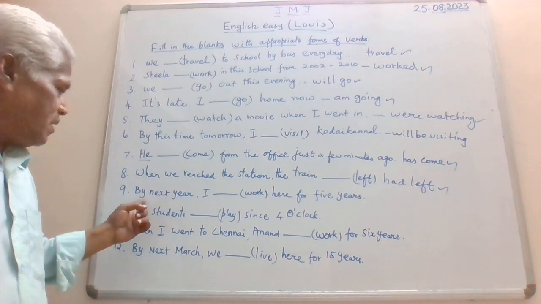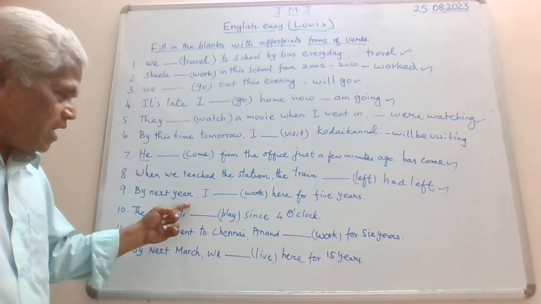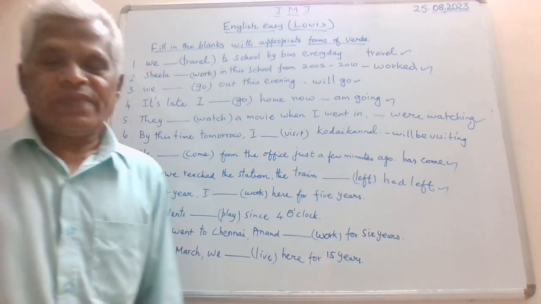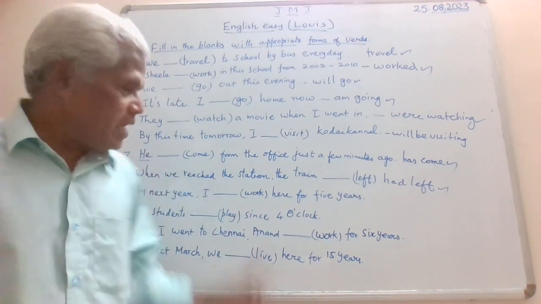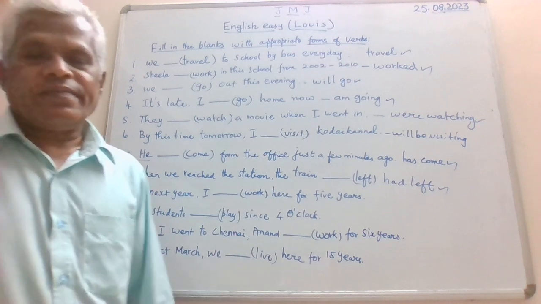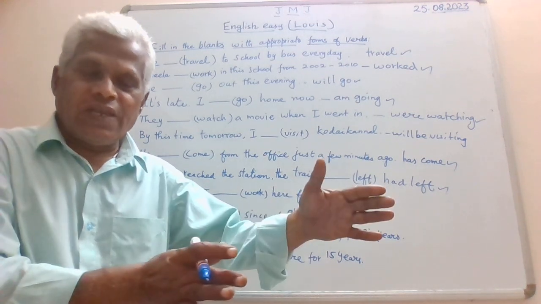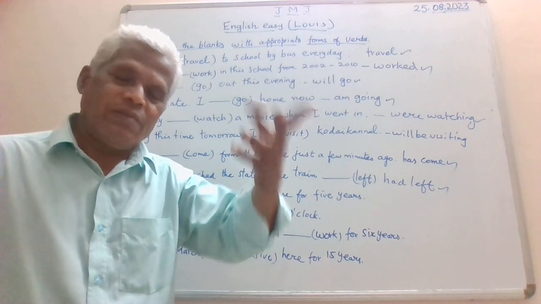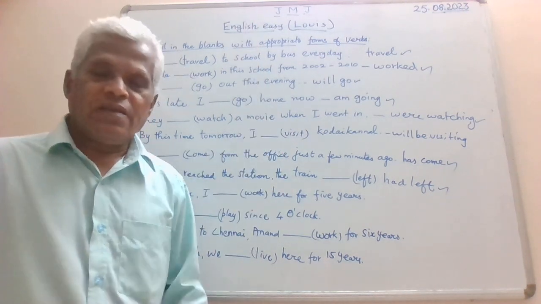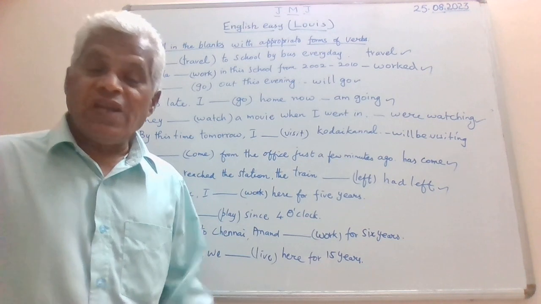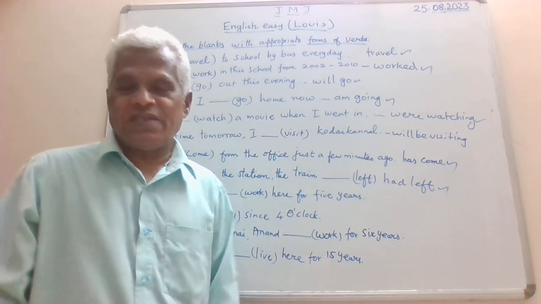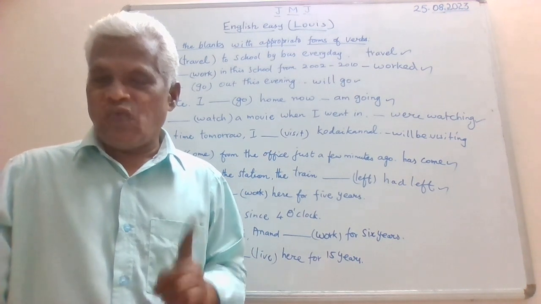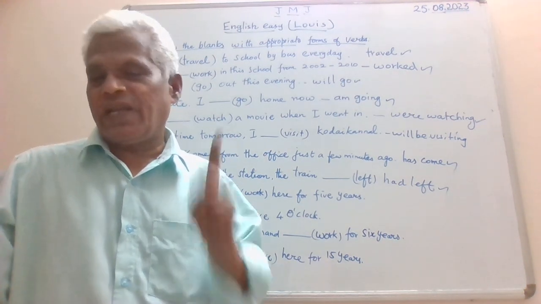Look at the next sentence here. By next year, I dash work here for 5 years. By next year. So I have been working here, I have been working in a school. So I am imagining by next year, I dash will have worked here for 5 years. So what is the tense here? Will have worked. Future perfect tense.